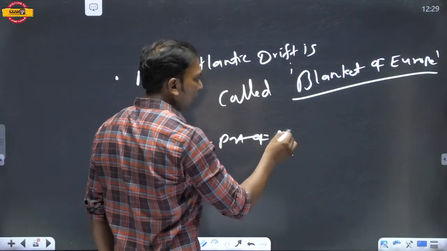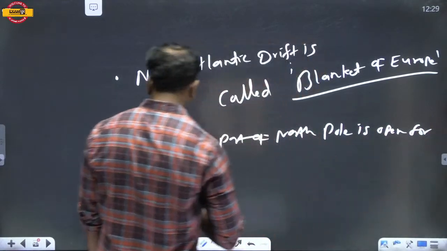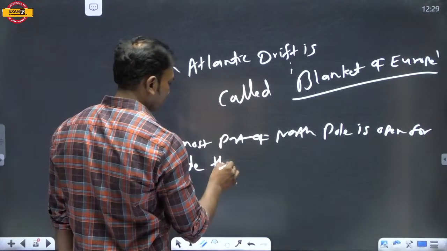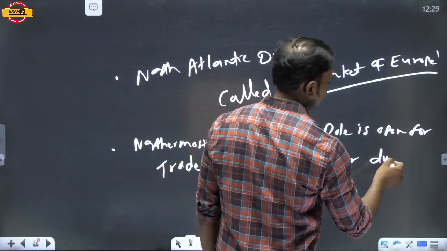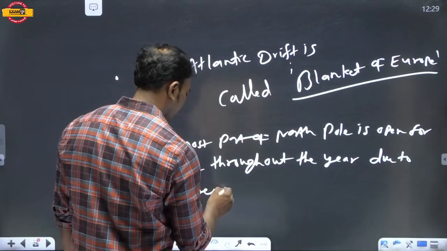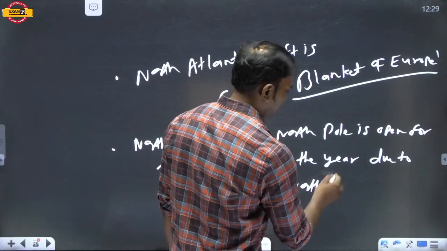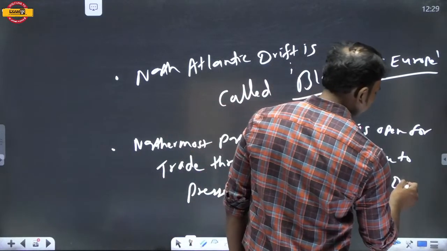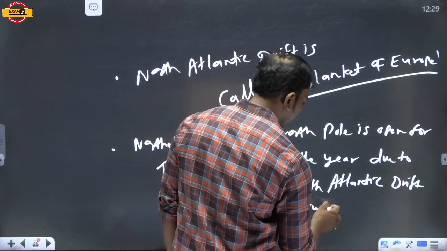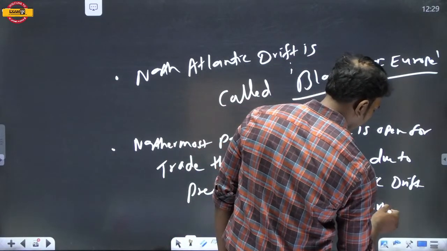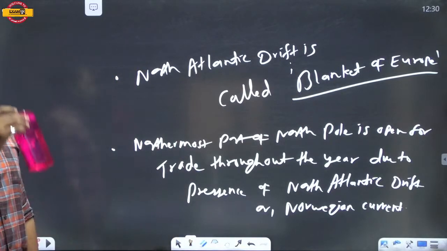And then one more: the northernmost port of the North Pole is open for trade throughout the year due to the presence of the North Atlantic Drift or Norwegian current. Is it clear, Mradul?